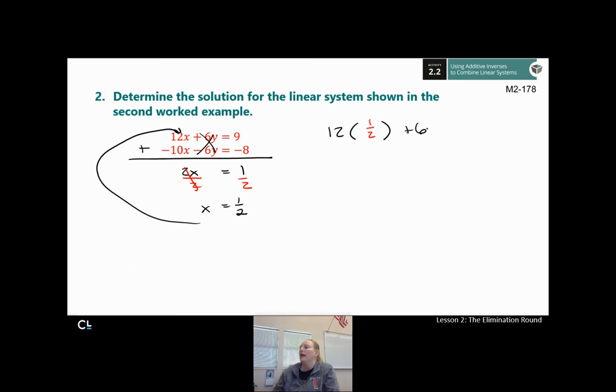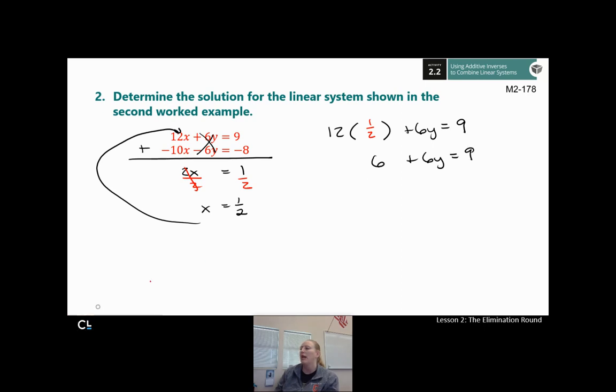Plus 6y equals 9. I'm also going to point out that you could have used one of the original equations as well. It actually doesn't matter. Pick any one that you like. It'll work. Of course, 12 times 1/2. Well, half of 12 is 6. So that's easy enough. Worked out.